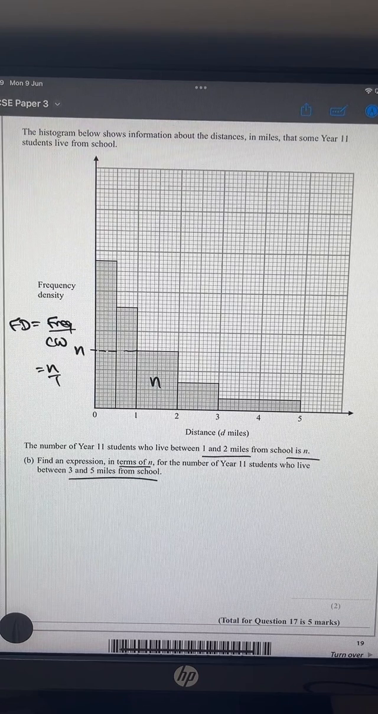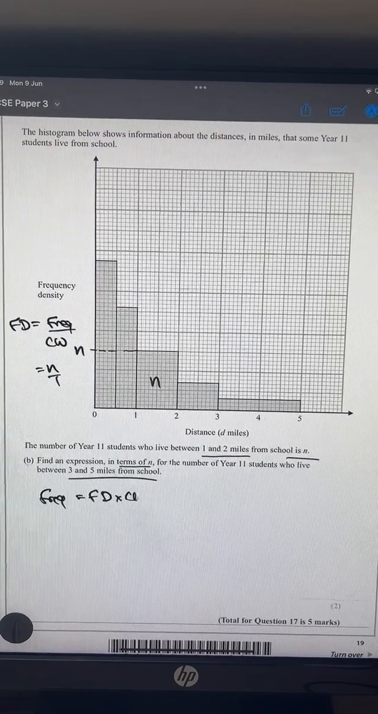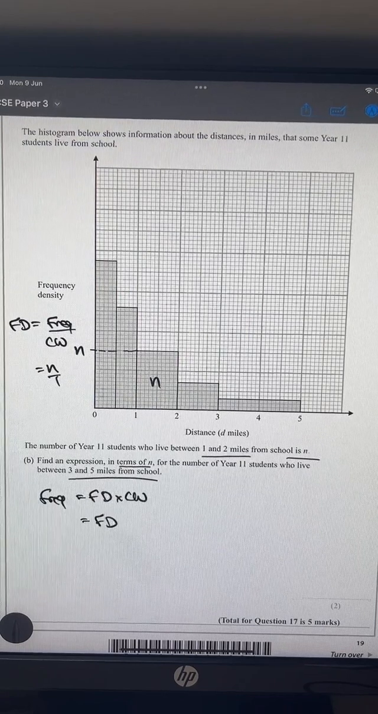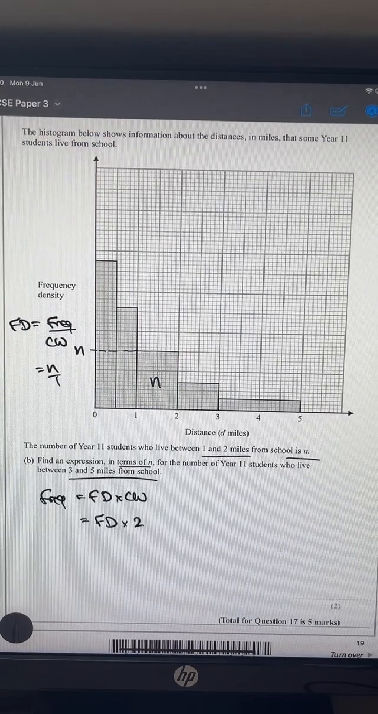I need to find the frequency of this section here. So the frequency is the frequency density times class width. So frequency equals FD times CW. And this is a bit of exam advice. If you don't know how to figure out, let's say, the frequency density, but you know this is what you have to do, just write down the formula. You may get some method marks for that, who knows? And then make sure the examiner knows what you're doing, so they can trust you a bit more. So I don't know the frequency density yet, but the class width is 2. And the frequency is what I want to find. So the frequency density, how am I going to figure that out?